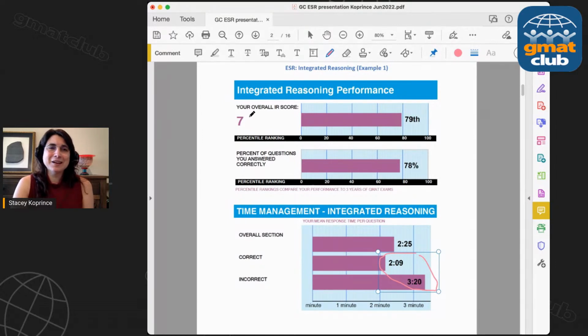Again, this person scored a 7 already. I probably wouldn't worry about the IR or going back in to take it again. A 7 is a great score. That's good. That's more than good enough.